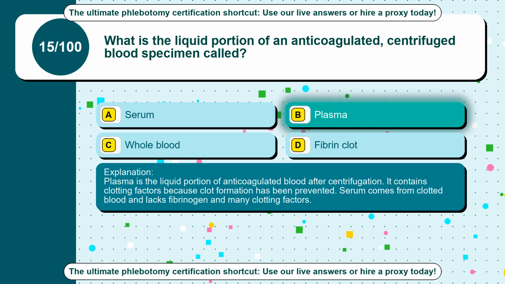Plasma is the liquid portion of anticoagulated blood after centrifugation. It contains clotting factors because clot formation has been prevented. Serum comes from clotted blood and lacks fibrinogen and many clotting factors.